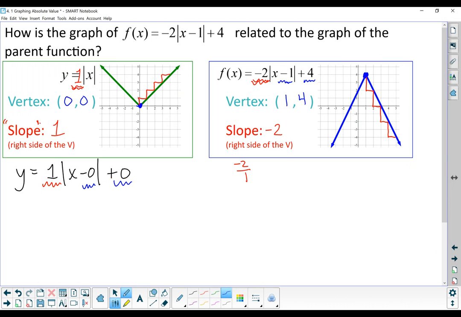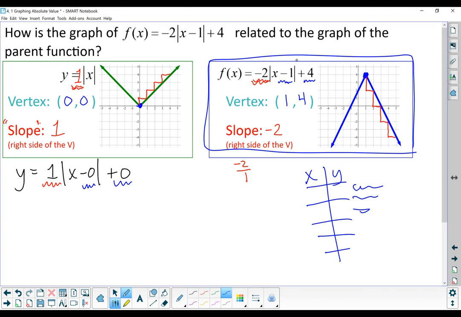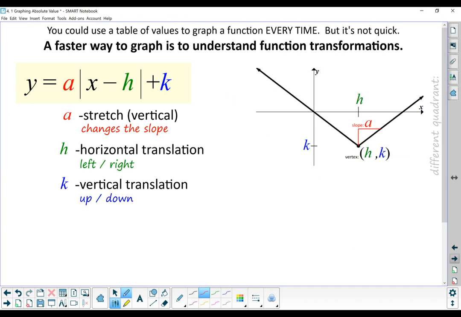So instead of filling out a table of values every time we need to graph one of these and calculating out a bunch of stuff, which takes a long time, we could instead just use this idea that in the equation, we have the vertex and the slope sort of encoded there. And so we can just directly graph them by plotting the vertex and counting the slope. So it's a much faster way of graphing.